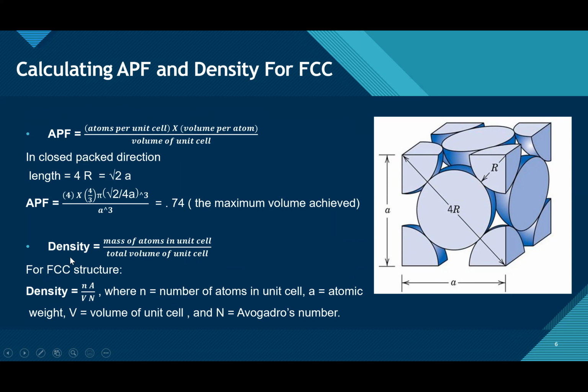The density of the FCC is going to be calculated by using this formula, n times A divided by V times N, where n at the top is the number of atoms per unit cell, which in this case is 4 for FCC, A is the atomic weight of the element that we are using, V is the volume of the unit cell, which is a cubed, and N is Avogadro's number. And if we do the calculation right, we're going to get the density in the correct units for FCC structures.